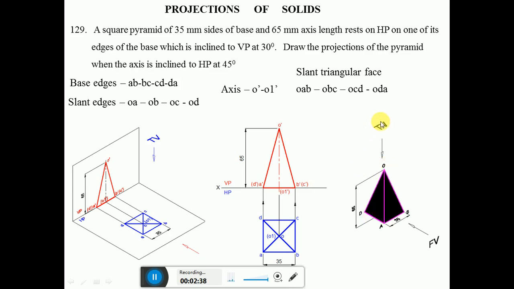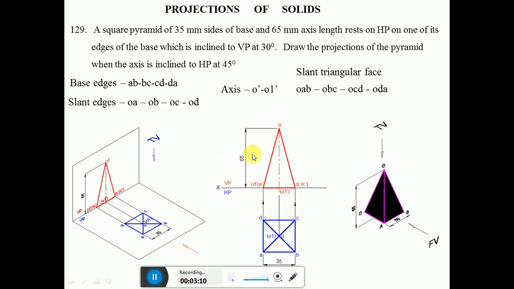When you look from the top view, ABCD is visible and O is also visible. So we have joined O to A, O to B, O to C and O to D. Similarly, this is the vertical plane and the horizontal plane, looking from the front view and also looking from the top view.